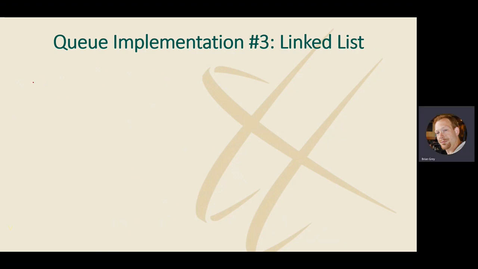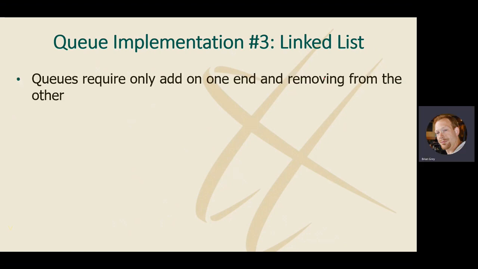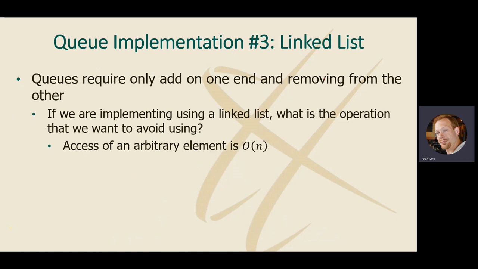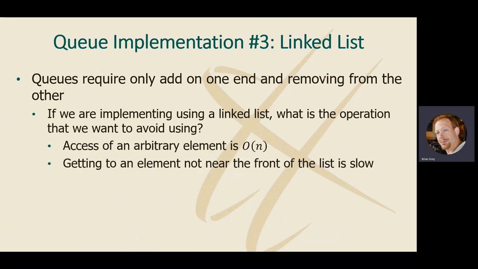Okay, and the last one, linked list, right? Queues require adding at one end and removing from the other. So let's analyze it. If we're implementing using a linked list, what do we want to avoid? Well, access at an arbitrary element, because getting to an element not near the front is slow.